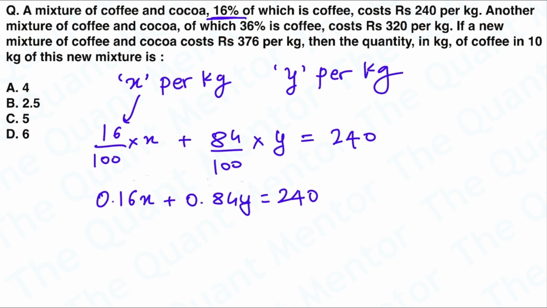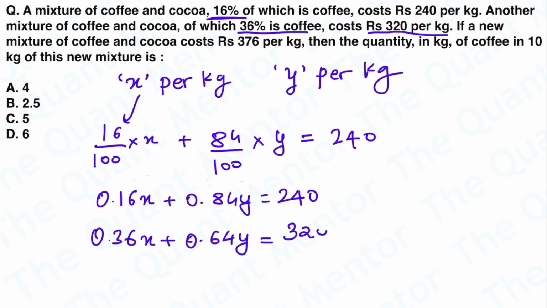The second condition says another mixture of coffee and cocoa, of which 36% is coffee, is costing rupees 320 per kg. So like that, we can say 36% coffee, 0.36x plus 64% will be cocoa, 0.64y. This total price is 320 per kg, right? The next step would be to solve these two equations simultaneously and figure out the values of x and y.